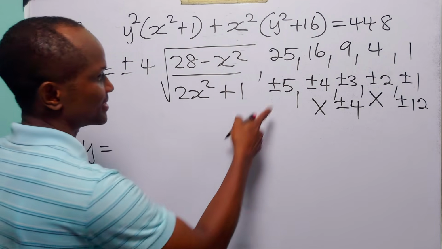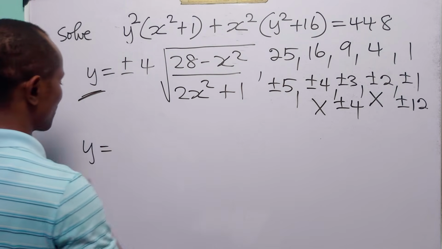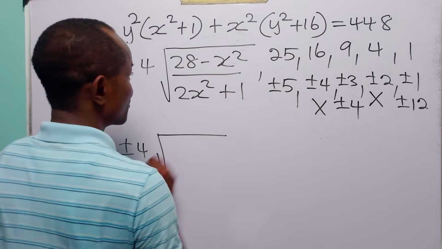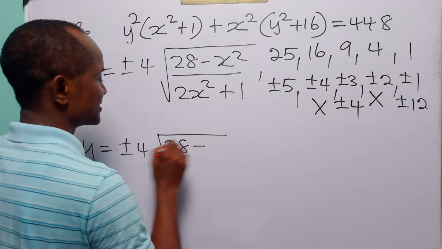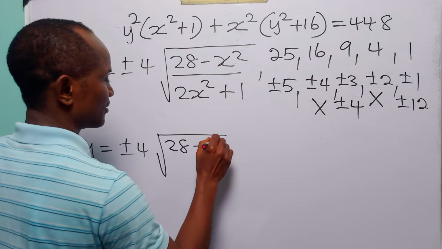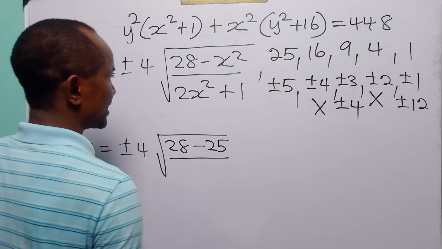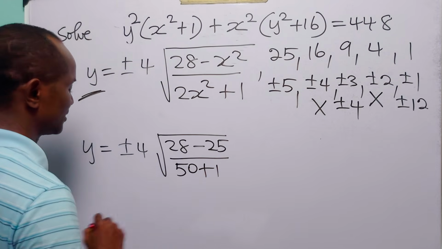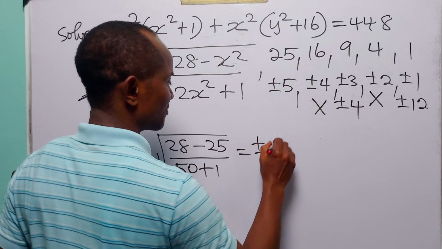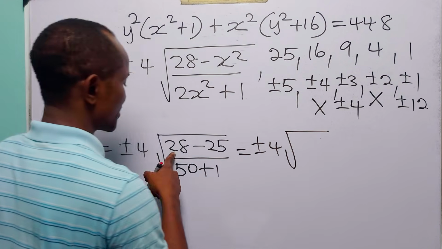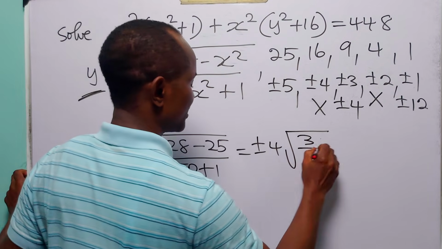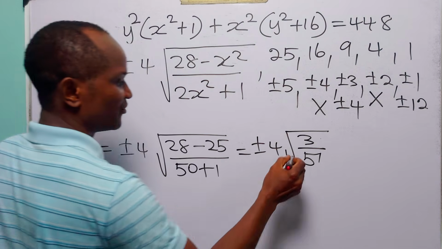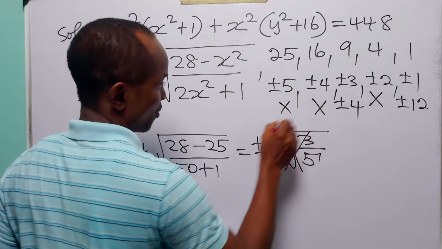And finally, when x is equal to plus or minus 5, y is equal to plus or minus 4 times the square root of 28 minus 25, divided by 25 times 2 is 50 plus 1. This is equal to plus or minus 4 times the square root of 3 over 51. It's very obvious that this does not work.